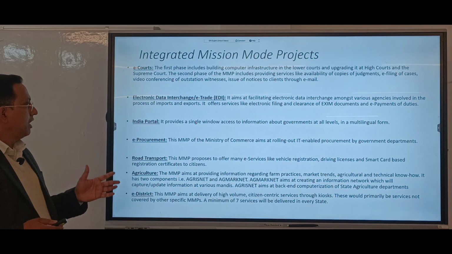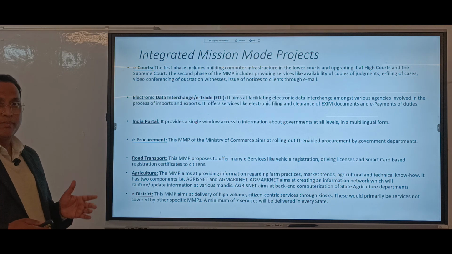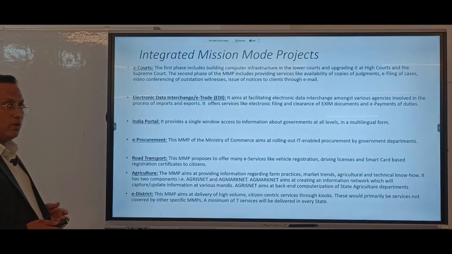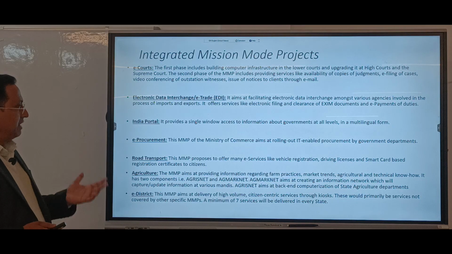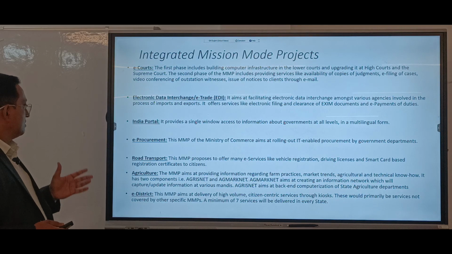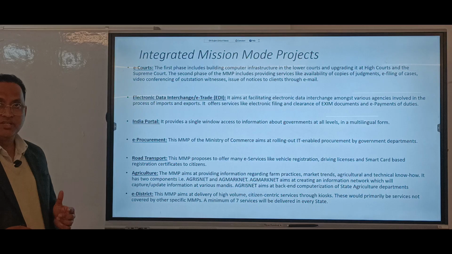E-procurement. This MMP aims at rolling out IT-enabled procurement by government departments. Road transport. This MMP proposes to offer many e-services like vehicle registration, driving licenses, and smart card-based registration certificate to citizens.